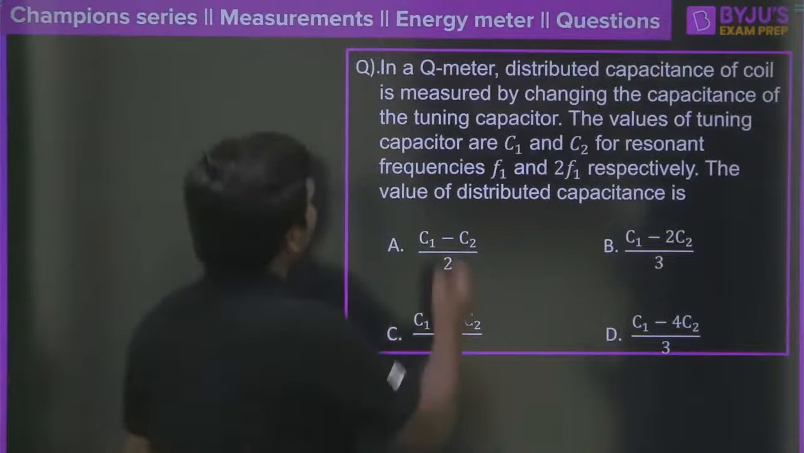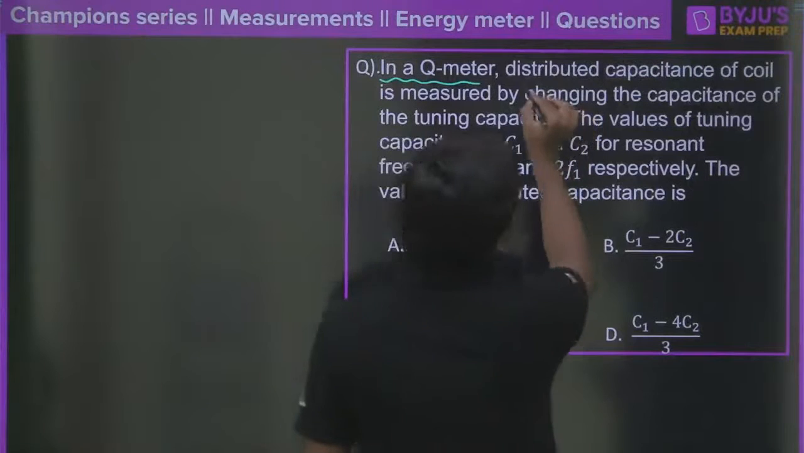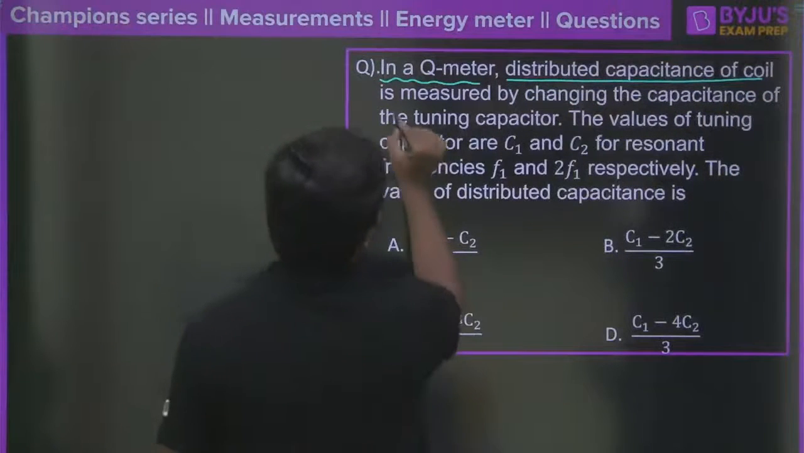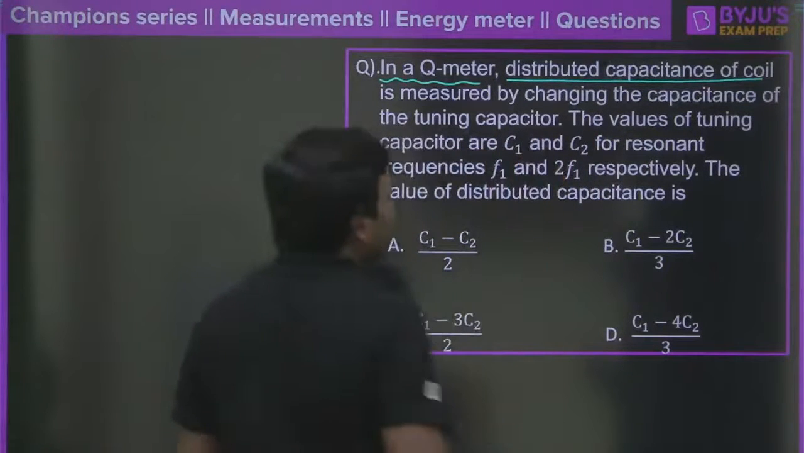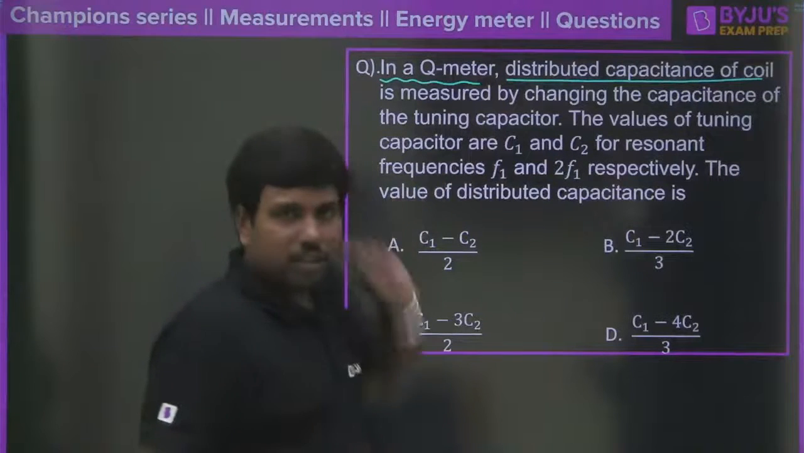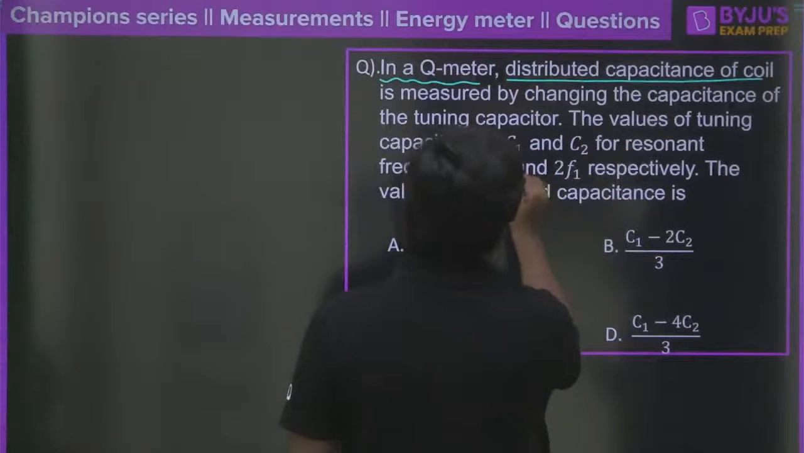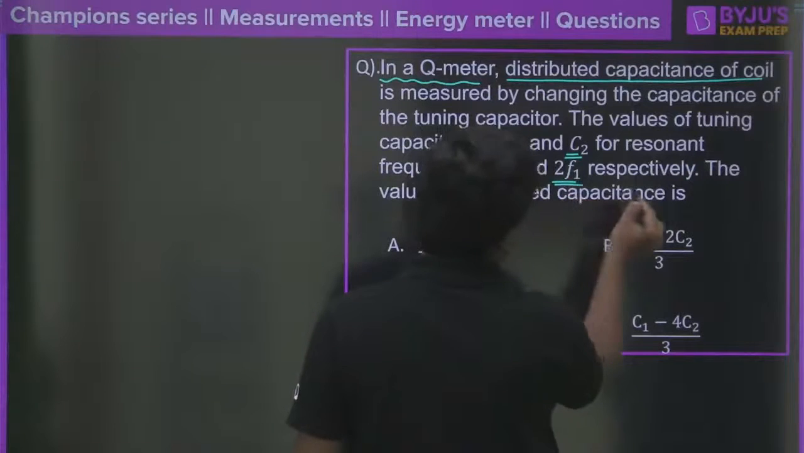The question is, in a Q meter setup, right, the distributed capacitance of a coil, see, look at the statement clearly. Distributed capacitance of the coil is measured by changing the capacitance of the tuning capacitor. Very good. So that means we are changing the tuning value of capacitor to find the distributed capacitance. Well, the values of the tuning capacitors are C1 and C2 for resonant frequencies F1 and 2F1 respectively.